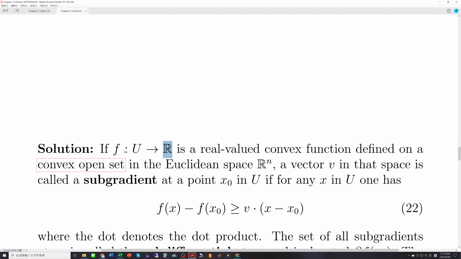Okay, if f: U → R is a real valued convex function defined on a convex open set. Okay, we have defined what is a convex function. If you forget it, please review the handout. Then what is a convex open set?